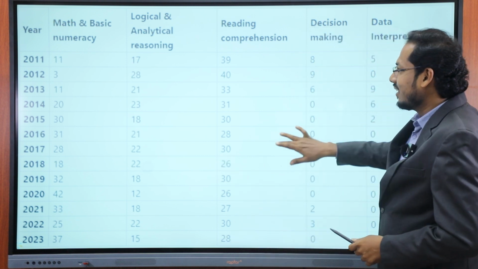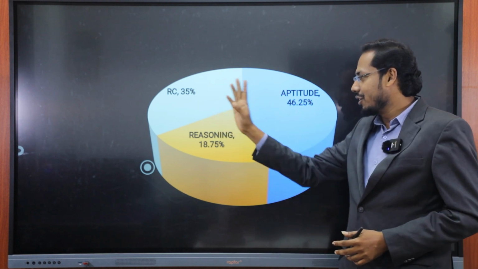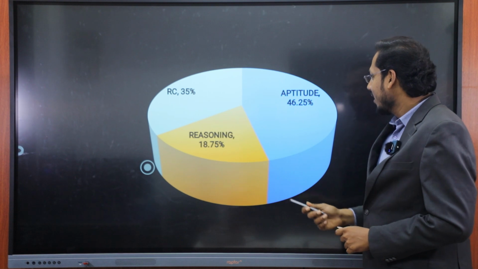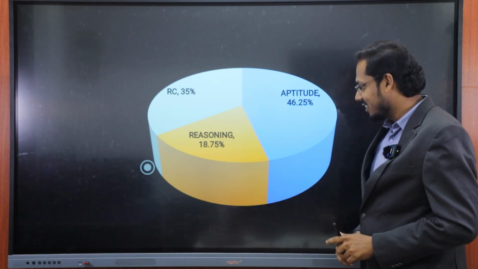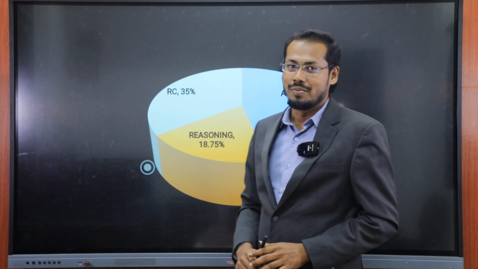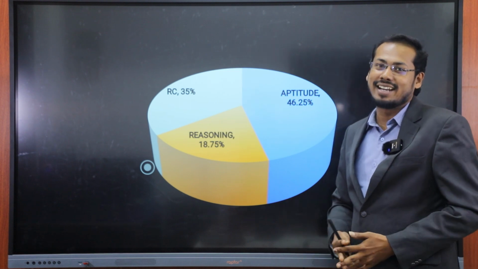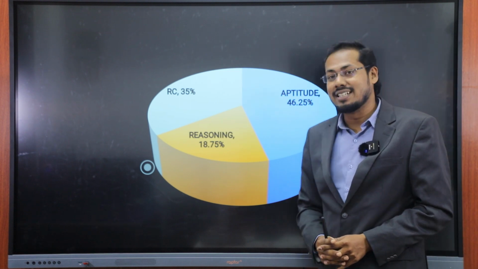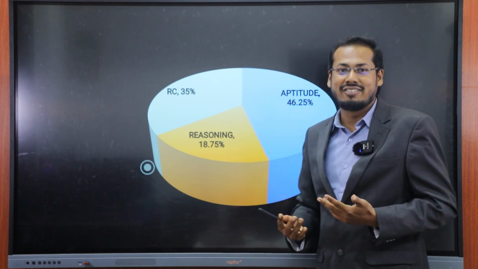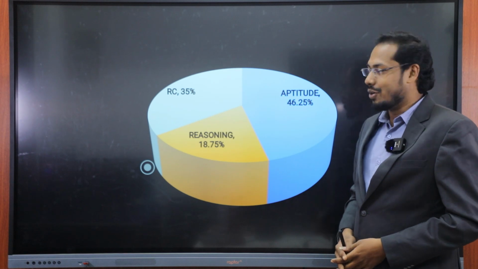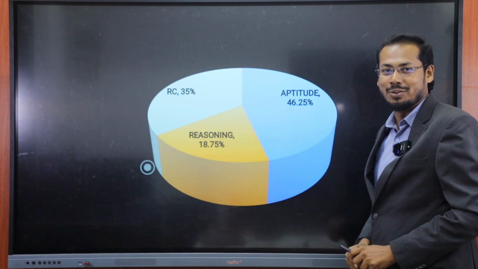Okay, the next thing, look at last year. According to last year, reading comprehension is 35%, aptitude is 46.25% of questions, and reasoning is around 18.75%. So most of the questions are asked from aptitude. We can't expect the same thing again. The most important thing is that no questions are repeatedly asked in CSAT. Each question is different in each and every year. So we can't expect the same thing, but we can keep this in mind.